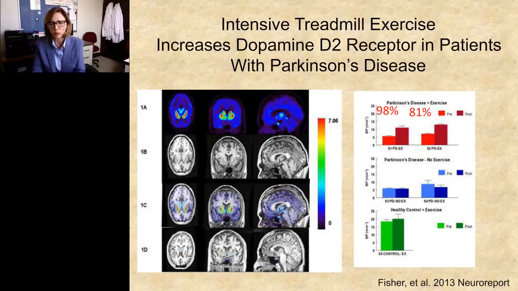So we were able to replicate this study, a paper that came out in NeuroReport, that basically showed that after 8 weeks of treadmill exercise, we saw the same effect in de novo Parkinson's. So let me just walk you through that.